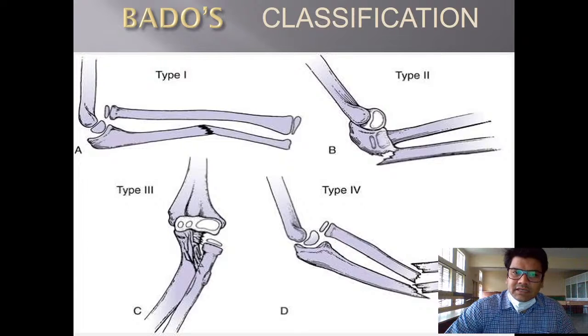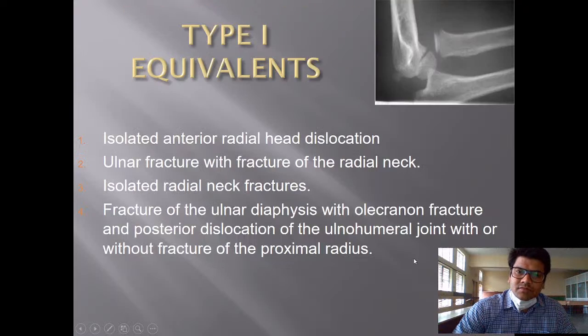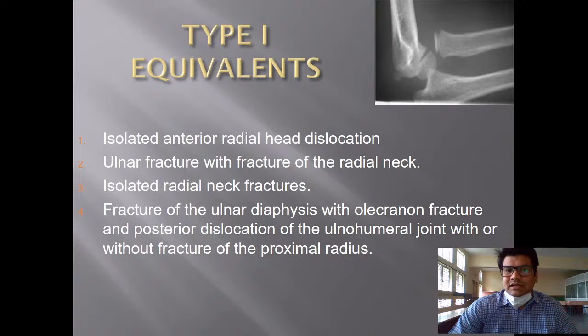Here you can see, this is type 1 because there is anterior dislocation and anterior angulation. Type 2: posterior dislocation, posterior angulation. Type 3: lateral dislocation, lateral angulation. Type 4: any dislocation, fracture anywhere in the ulna with an extra fracture in the radial shaft. So type 1 equivalents are isolated anterior radial head dislocation, and ulnar fracture with fracture of the radial neck.